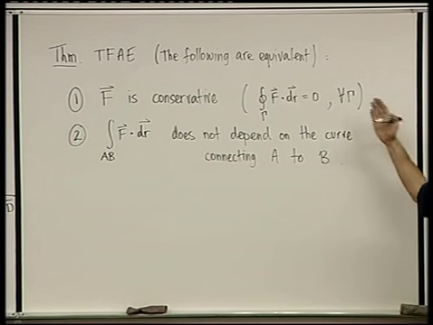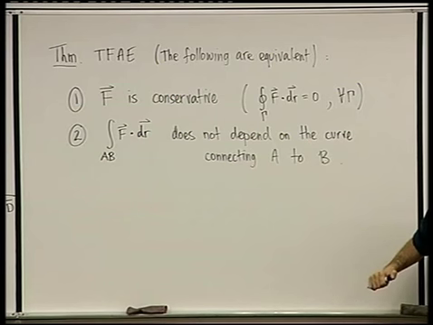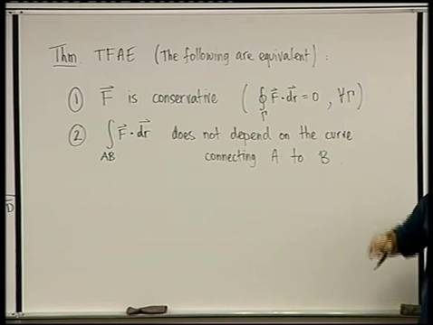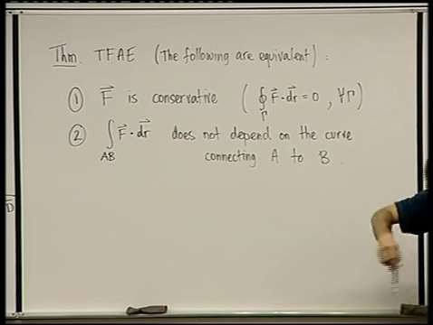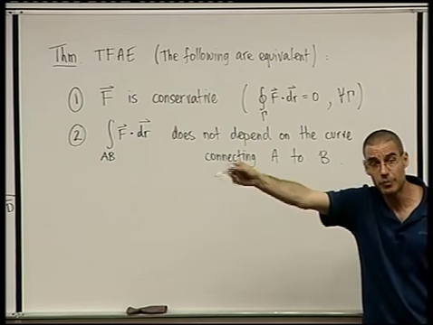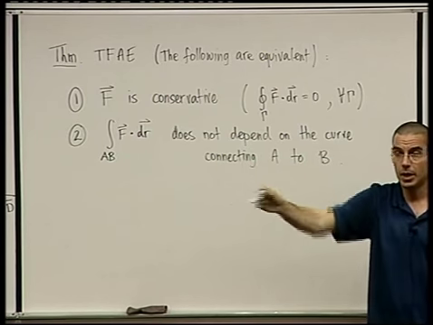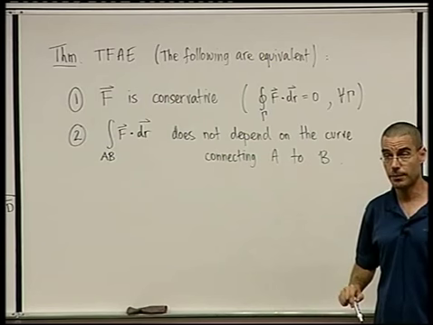A conservative field has this property. If you're calculating the work that the force F does in moving something from A to B, it does not depend if you're taking a very wiggly, long path from A to B, or a straight line, or going around the other side of the Earth. Okay?